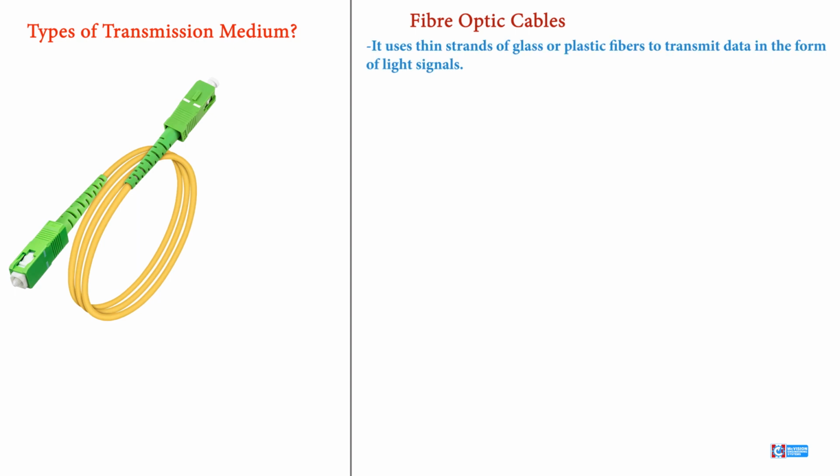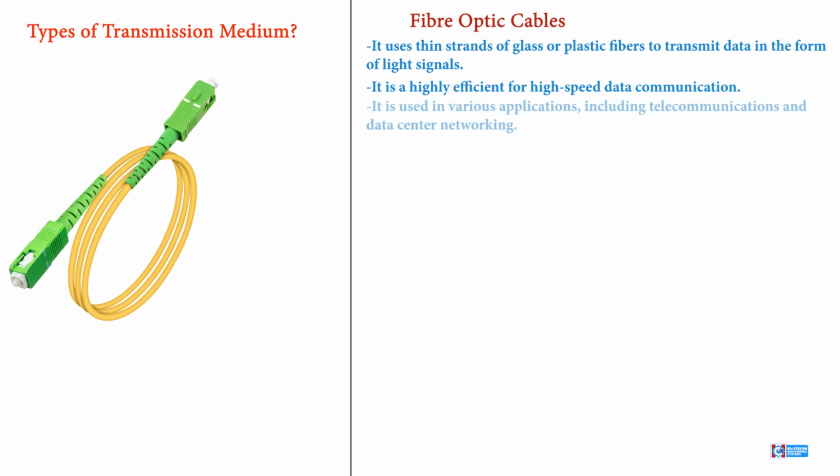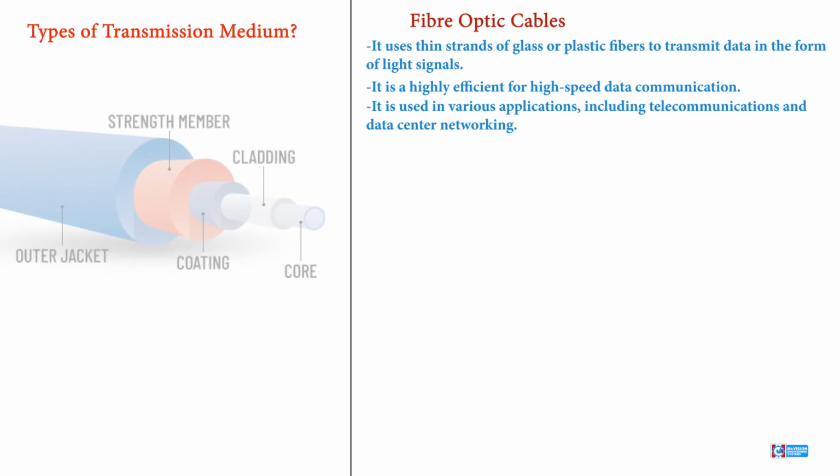Fiber optic cable uses thin strands of glass or plastic fibers to transmit data in the form of light signals. It is a highly efficient and versatile technology for high-speed data communication. It is used in various applications, including telecommunications and data center networking. Delving deeper, let's see the structure of the fiber optic cable.